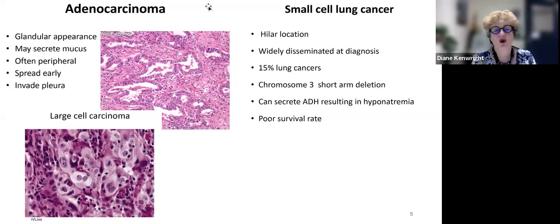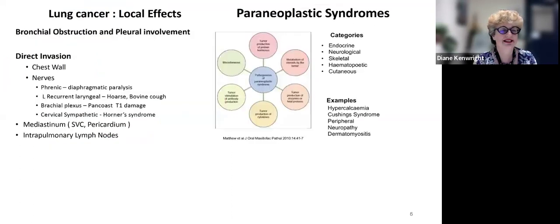So this means that while adenocarcinoma and squamous cell carcinoma can be resected, small cell lung cancer, because it has already spread, is always treated by chemotherapy and can't be resected. Okay, some other things that you covered previously.